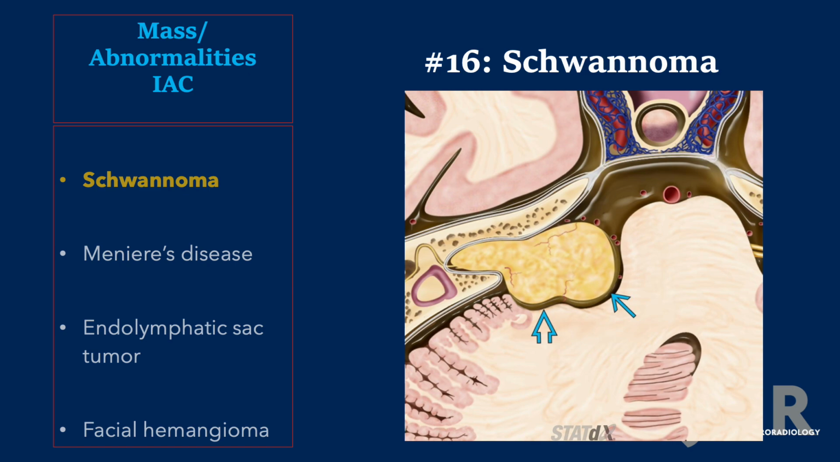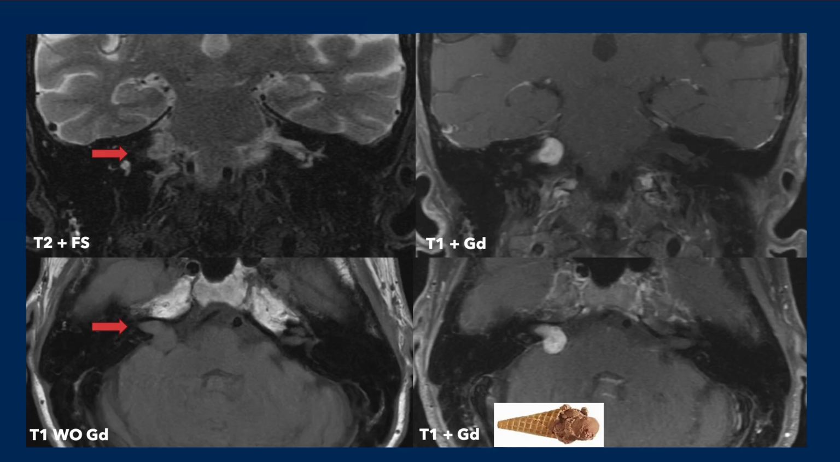A schwannoma is an example of an IAC mass that can lead to pulsatile tinnitus. On MRI, it is T2 bright, enhancing, and identified along the right IAC and CPA cistern, and it's likened to a sideways ice cream cone.